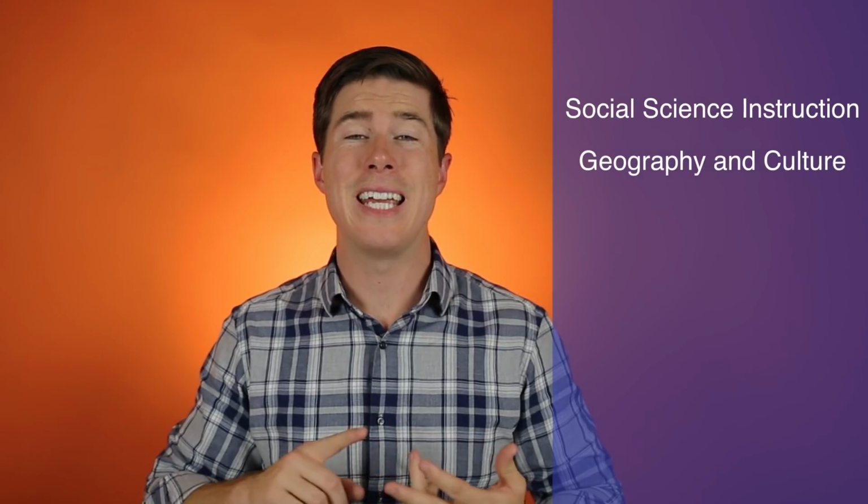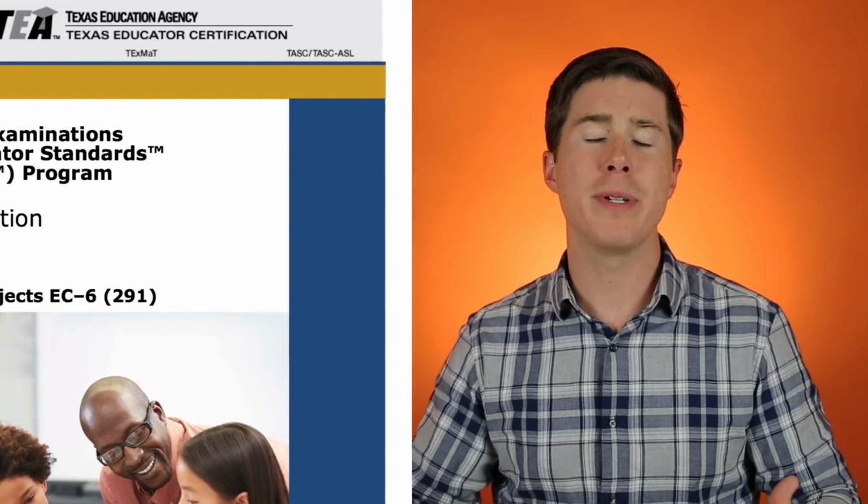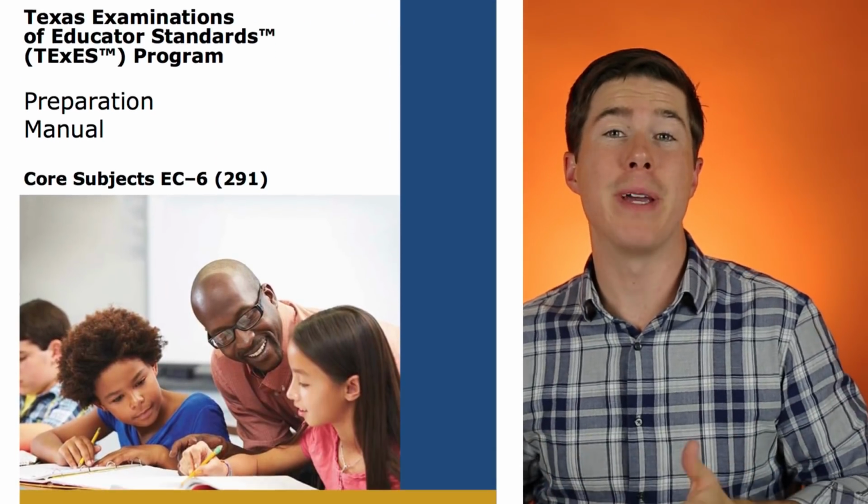So keep watching. Now, the Core Subjects EC-6 social studies consists of 5 areas, or competencies: social science instruction, geography and culture, history, economics, and government and citizenship. I know this because Educational Testing Service, or ETS, is the testing provider. They give out these really helpful PDFs called ETS preparation manuals. These manuals break down each ETS exam, and they look at the domains, the competencies, and really what can be in each competency.